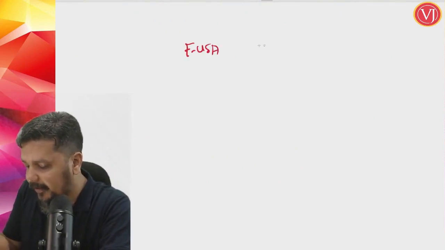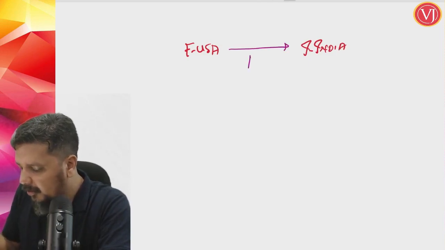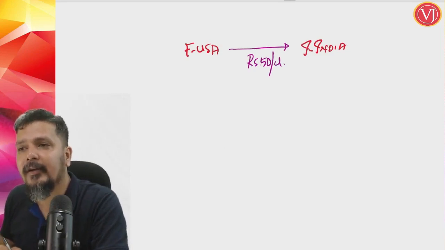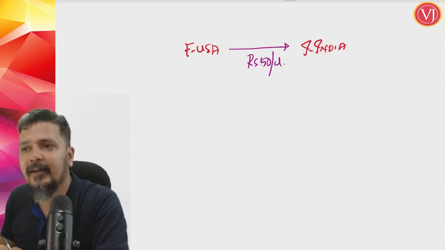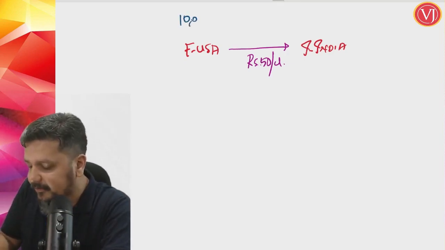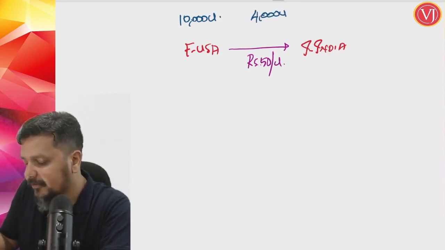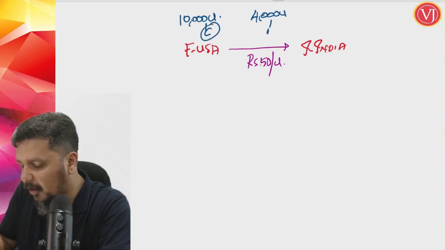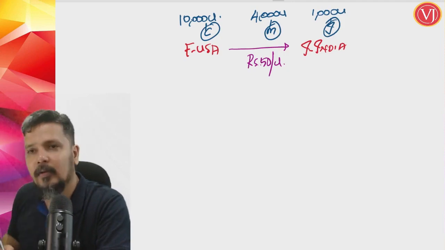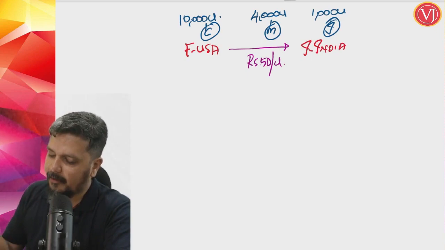Exporter of USA is charging only rupees 50 per unit, rupees 50 per unit for each of the units that has been dispatched. What is the contract unit? 10,000. What are the units that are already manufactured? 4,000. This is the contract units. This is already manufactured. What is actually imported now? 1,000. Find out the value. Find out the import price.